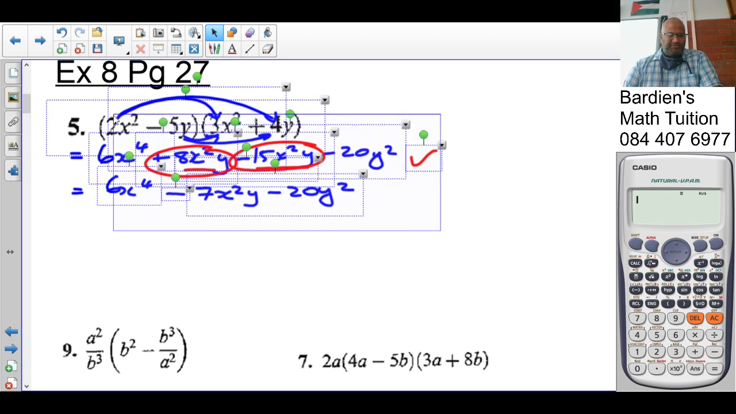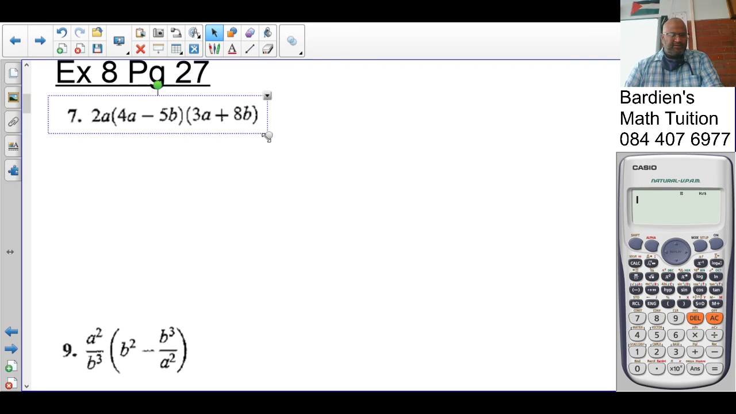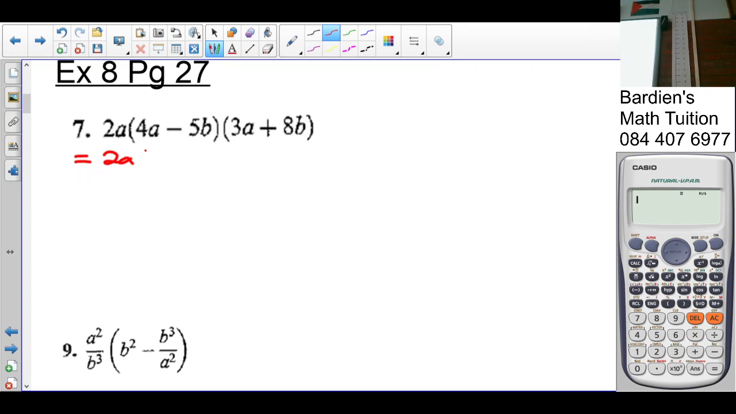Let's look at number 7. So again, brackets first. So it's going to be 2a into. So now we multiply this. What is 4a times 3a? 12a^2. 4a times 8b. Positive.